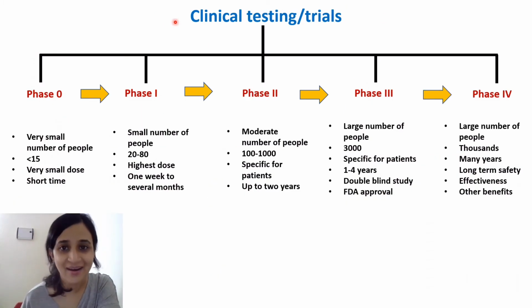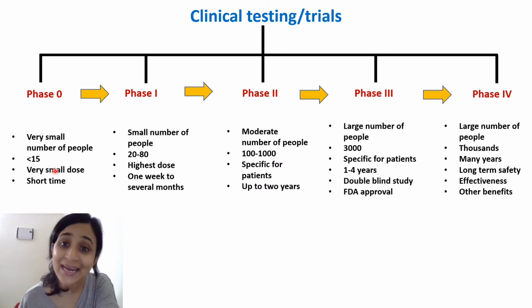Clinical trials are research studies performed in people before launching the vaccine in market. So now we come to people from cell culture and animals. Now clinical testing consists of 5 phases: Phase 0 to phase 4. Phase 0 is done with a very small number of people, usually fewer than 15.